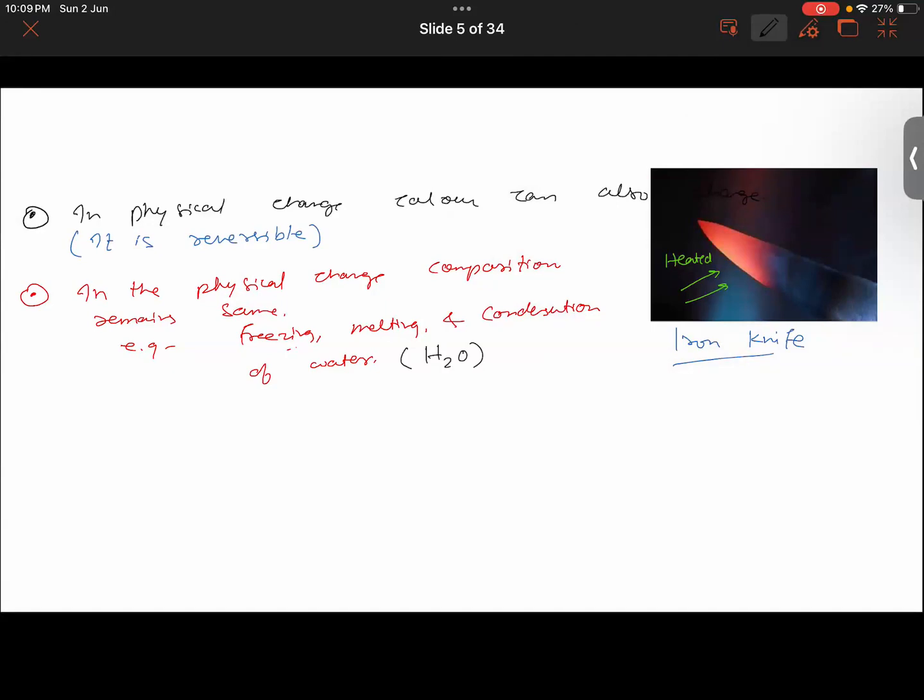Characteristics of physical change. Okay, and that is the headline. Characteristics of physical change. Write it down and do let me know once you are done.